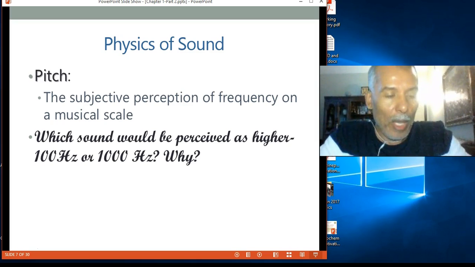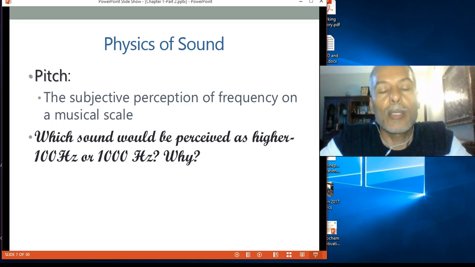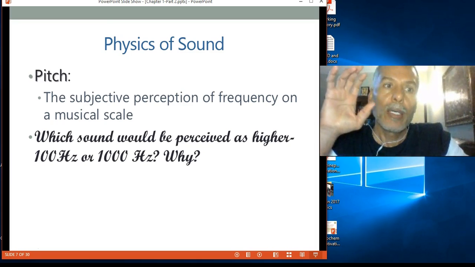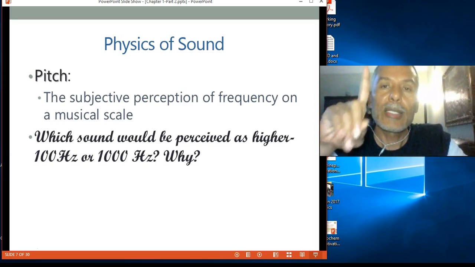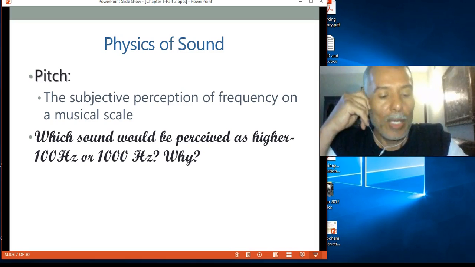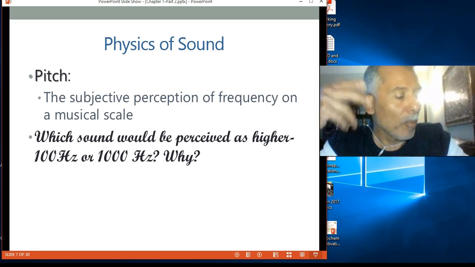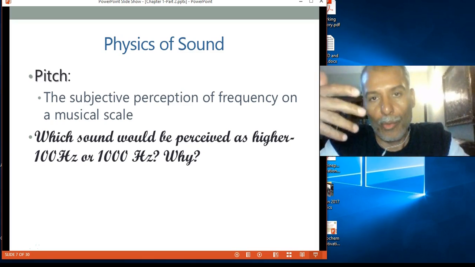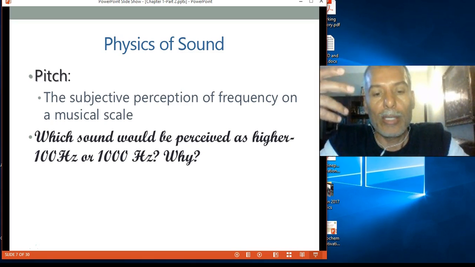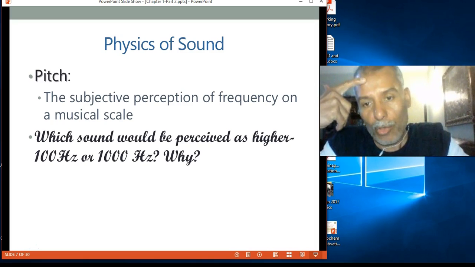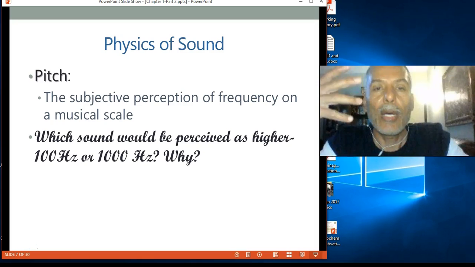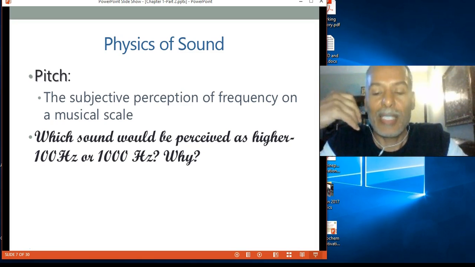So now, pitch, let's go back to frequency. Frequency, we said, is the number of vibrations, the number of cycles in a single second. How we hear that number of vibrations, when something vibrates, is going to depend on our own ears, our own brains, and how we perceive the sound.